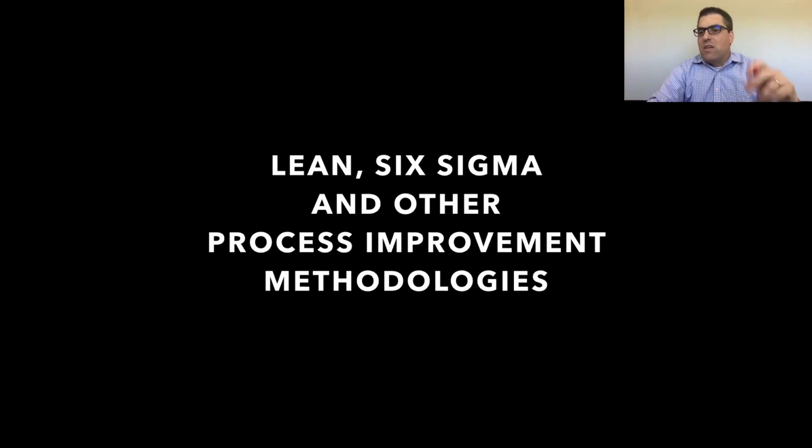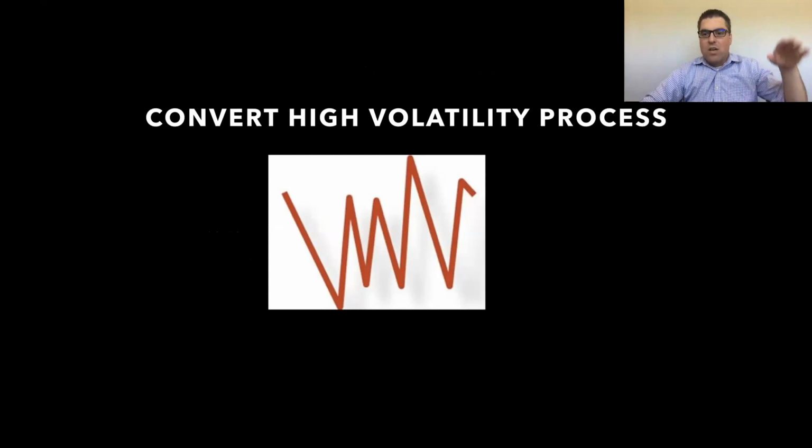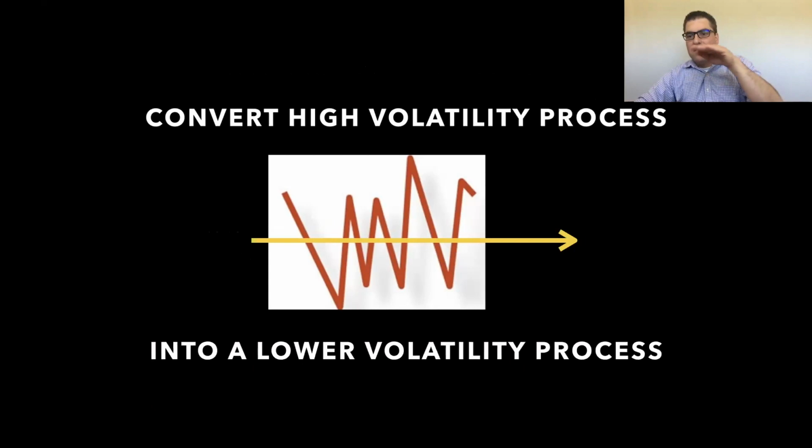And these are two methodologies, Lean and Six Sigma. These are two of the methodologies that are out there. I personally believe they can help every subsector within law. The big idea is you have this high volatility process where things are kind of going like this, and you can never make it perfect like this. But if you go from this to this, it's a big improvement in terms of waste. Again, I don't want to get ahead of what they're going to cover on the waste or what have you.